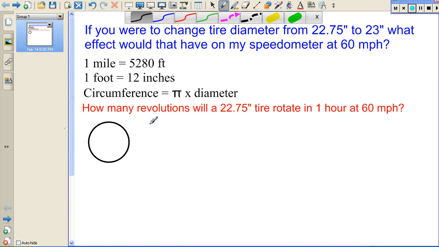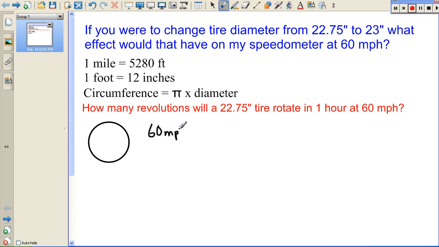If we're going at 60 miles per hour, we're going to multiply that by 5,280, because that is how many feet there are in a mile. So this is really feet per mile. And what ends up happening is if we have miles up here and miles down here, they'll cancel out. And then we're going to multiply by 12 inches per foot.